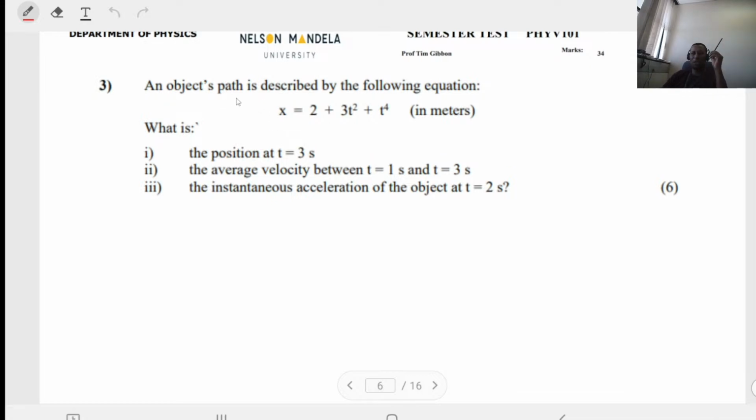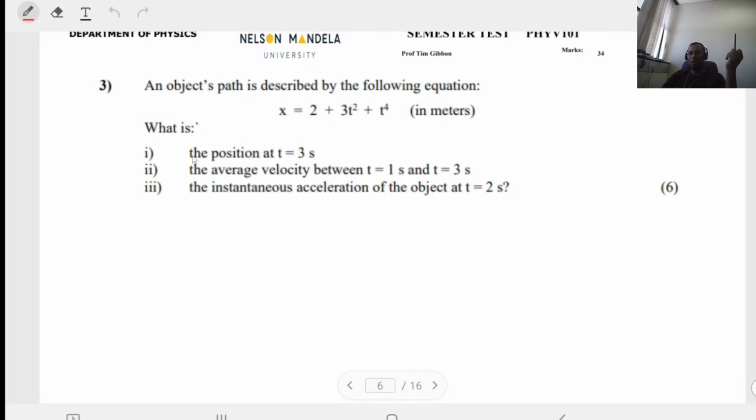Think of the question. An object's path is described by the following equation: x as a function of time is given. The position of the object is not fixed, it depends on time. At t equals 0, for example, it's 2. At t equals 1, it's going to be 2 plus 3 plus 1, which is 6. It is time dependent, you see.